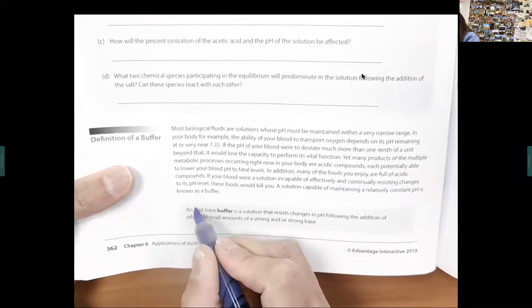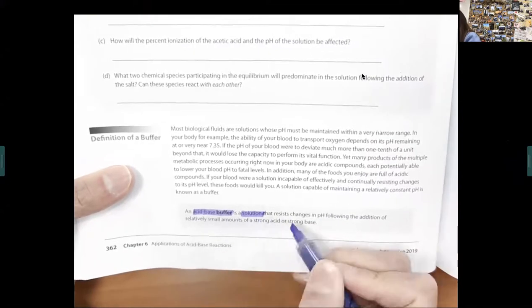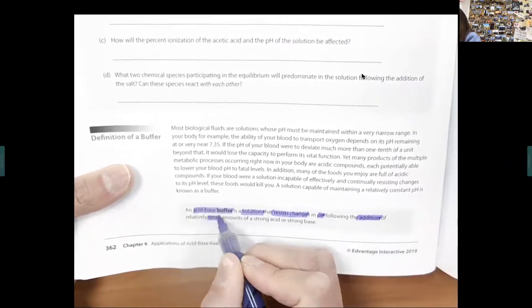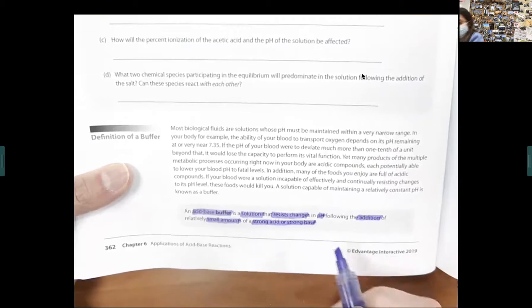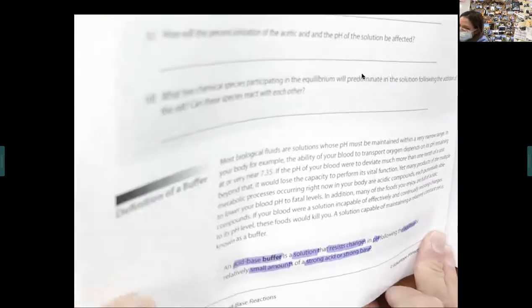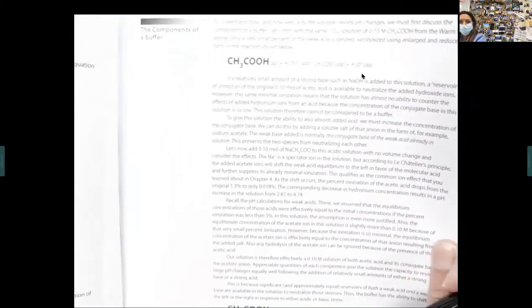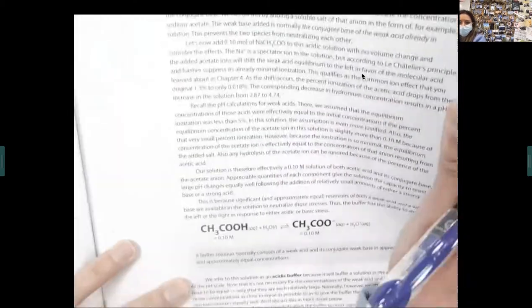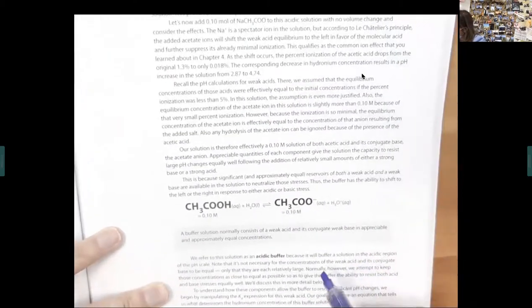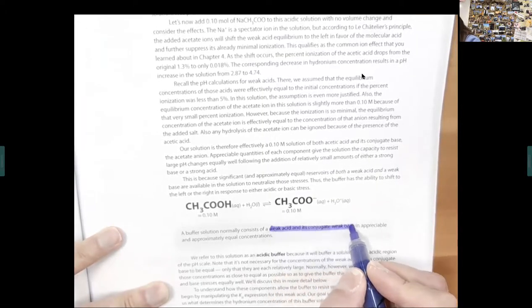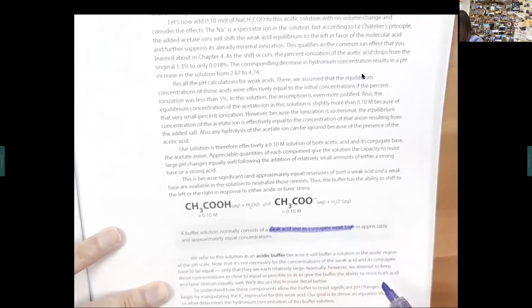So an acid-base buffer is a solution that resists changes in pH after you add a small amount of a strong acid or a strong base. Okay, and let's take a look at the next page where it talks about the components of a buffer. So the components of a buffer are a weak acid and its conjugate weak base.